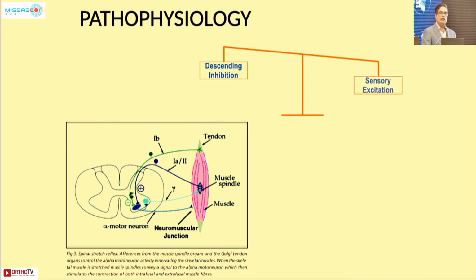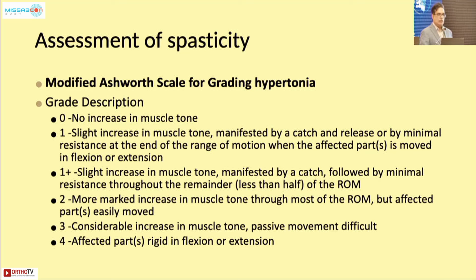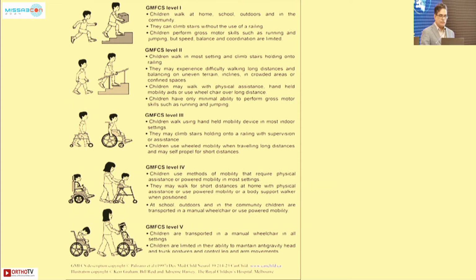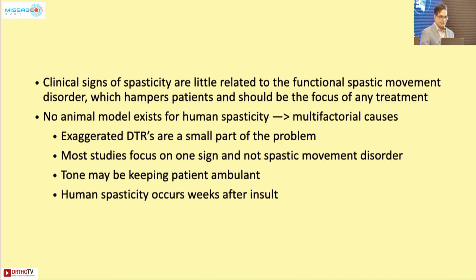And we've all learned in our first MBBS the spinal reflex arc, and it's a combination and a fine balance between the descending inhibition and the sensory excitation. The modified Ashworth scale between 0 to 4 is used, as is the GMFCS.